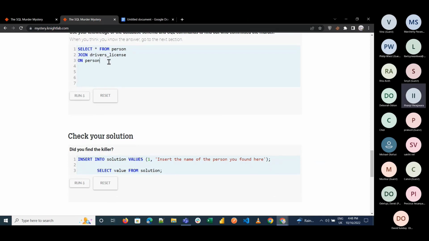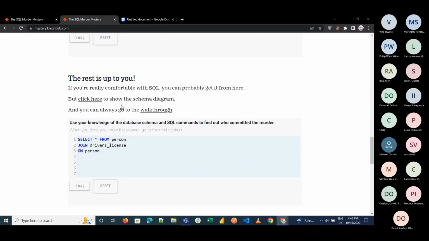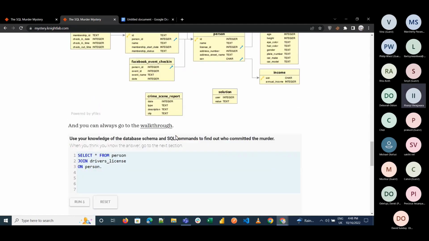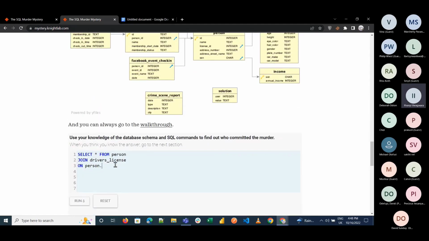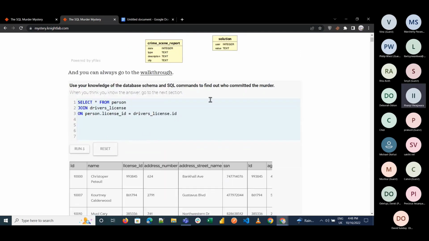where the person's dot ID, right? Yeah, no. So the person's driving license ID is the same thing as our driving license dot ID. Run this to make sure that everything's okay. So this simply joins the two tables together.